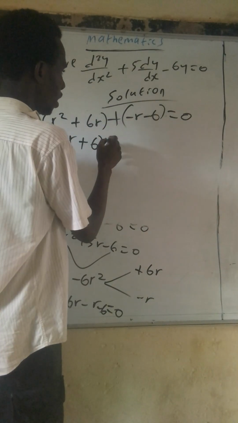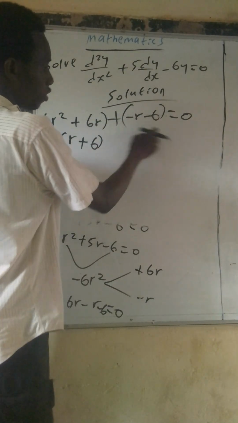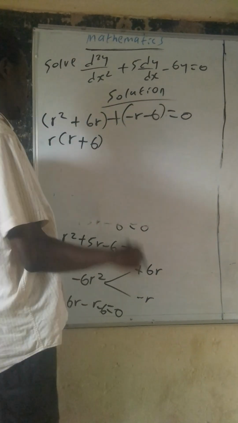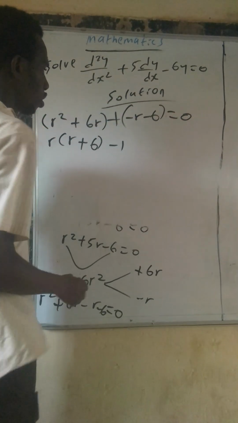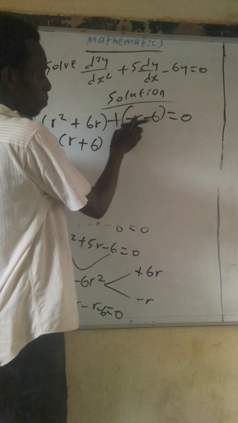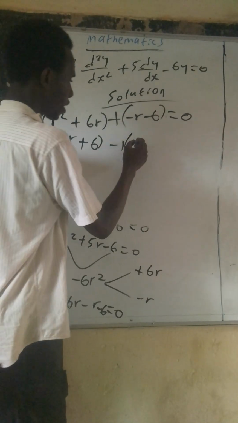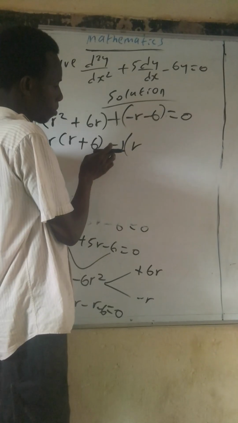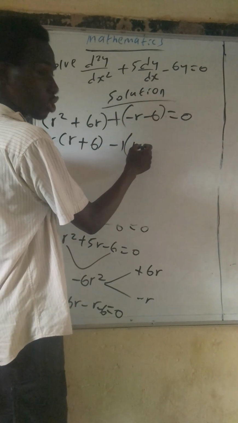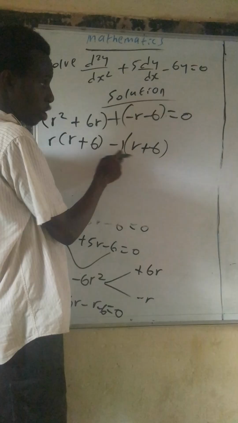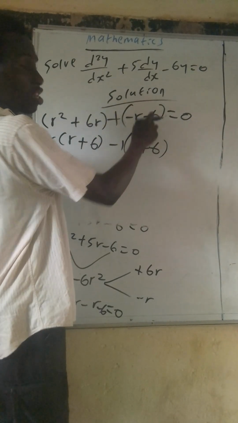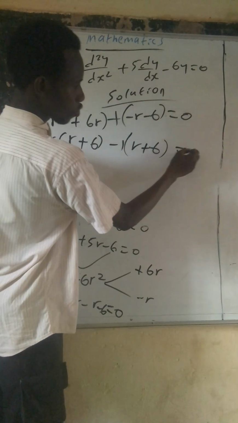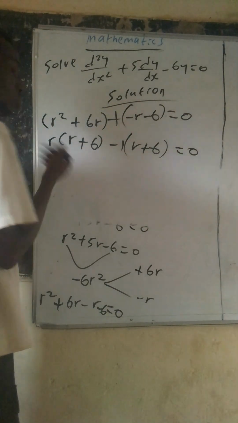Let's do the same thing for the other side. What is the common factor between minus r and minus 6? The common factor is minus 1. When you factor out minus 1 from minus r, what remains? R, because minus 1 multiplied by r is minus r. When we factor out minus 1 from minus 6, what remains? Plus 6, because minus 1 multiplied by plus 6 is minus 6. So everything equals 0.